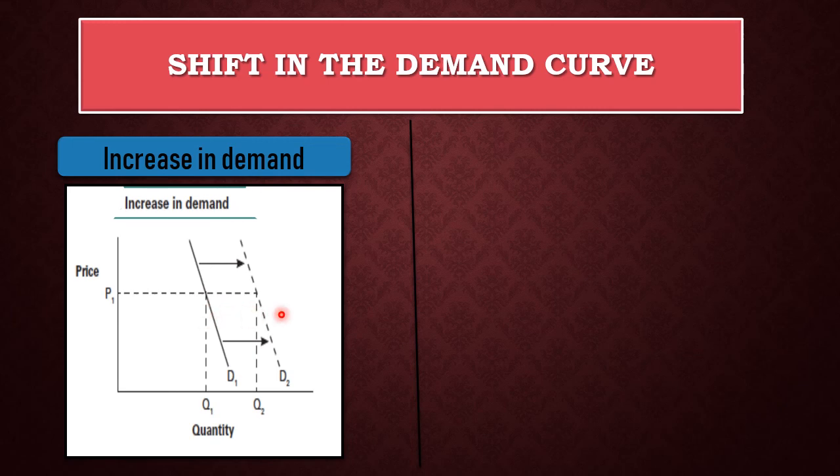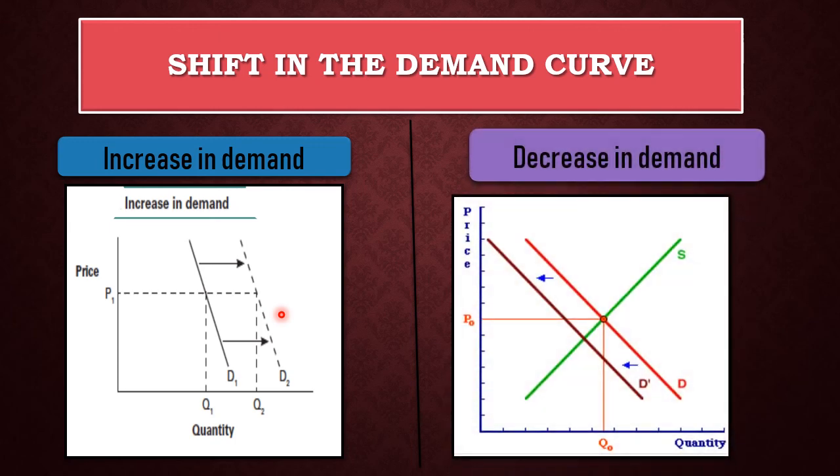The same goes with the decrease in demand also. Price remains constant, but other factors are changing. For that reason, there is a decrease in the demand, and there is a shift in the demand curve also. First it was D, then the curve was D dash. So there is a difference between extension of demand and increase in demand, contraction of demand and decrease in demand. So that's all for today.